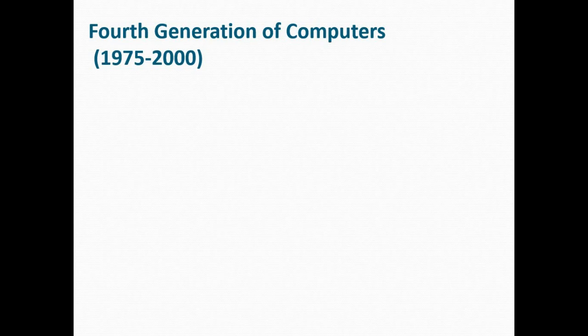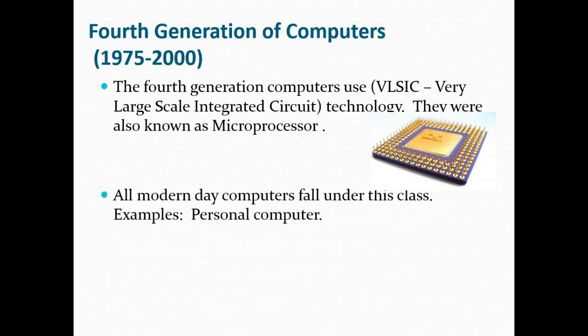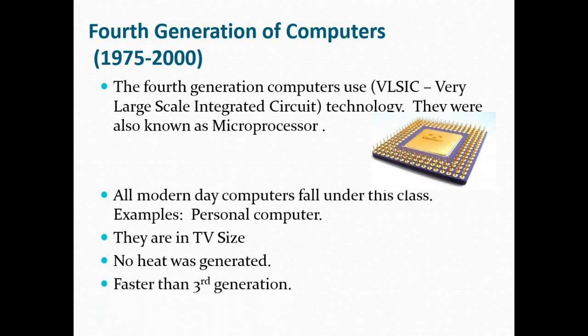Fourth generation of computers, it was from 1975 to 2000. The fourth generation of computers used VLSIC, very large scale integrated circuit technology. Here, millions of transistors are fabricated on a small semiconductor material and they are also known as microprocessors. All modern day computers fall under this class. Example, all the personal computers. And they are TV size, no heat was generated and they are faster than the third generation of computers.